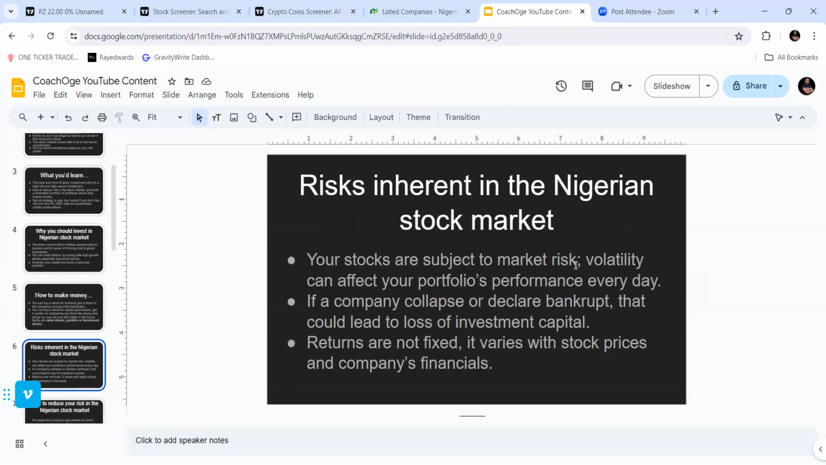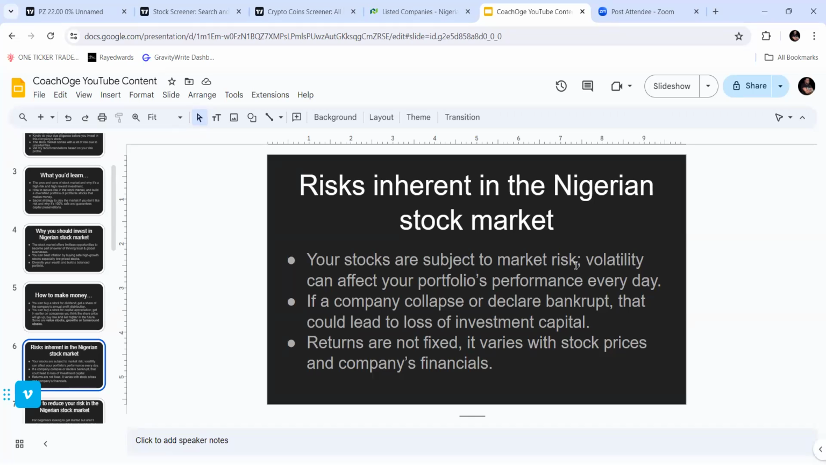So, what are the risks inherent in the stock market? If I don't talk about the risk inherent in the stock market after discussing how to make money, I don't think it's complete. So, I need to also let you know that the stock market itself comes with a lot of risk. Your stocks are subject to market risk and volatility can affect your portfolio's performance. So, don't think that because I said you could not lose your money, you are guaranteed not to lose your money. What I'm going to show you right here is to first protect the capital and then invest. That's one of the things I'm going to share with you.